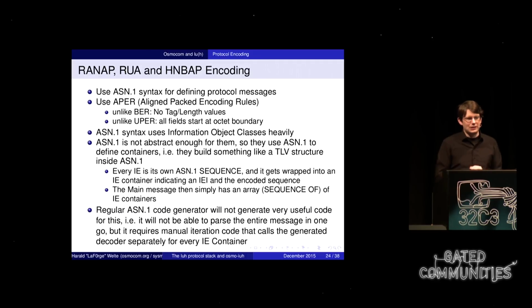But what's used here in these specs is called aligned packed encoding rules. This is a particular encoding rule that is not supported by any of the ASN1 compilers that exist in open source that generate C code. So we first had to teach the ASN1 compiler this encoding rule.